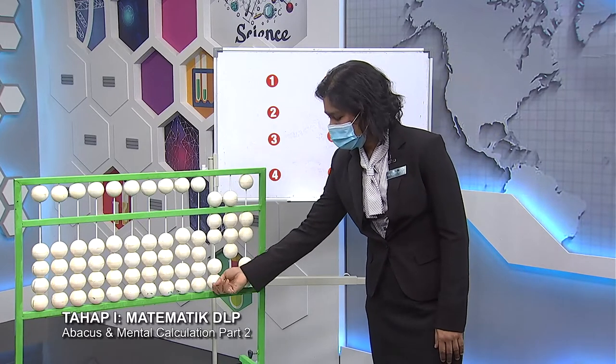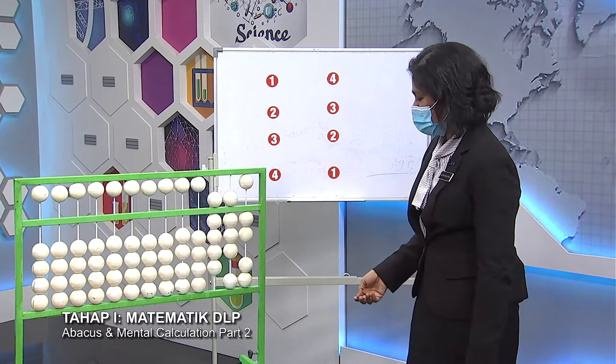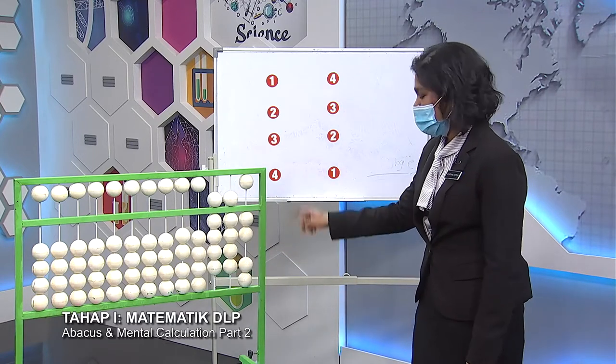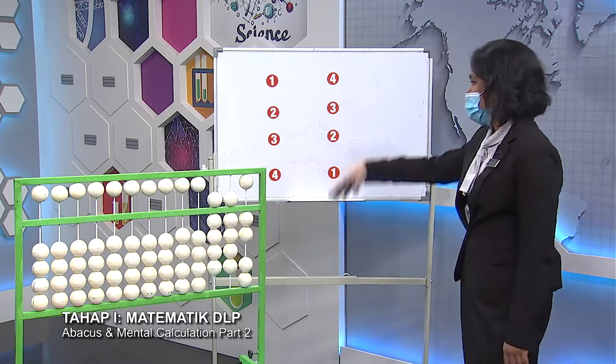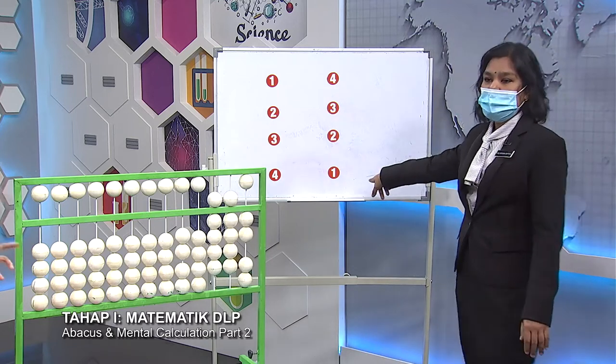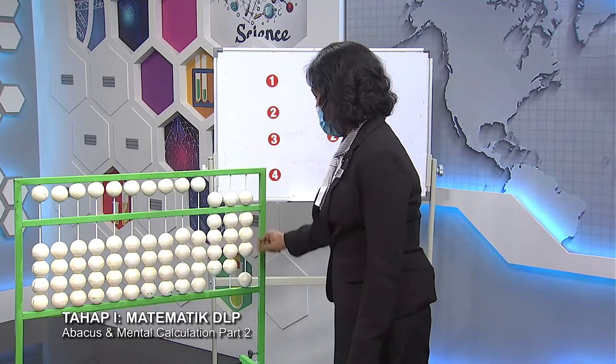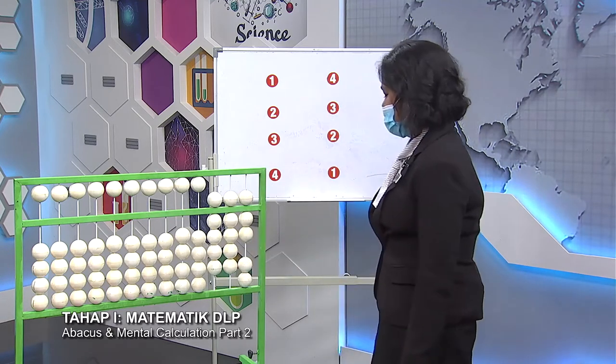We have two beads here. For 214 we plus one, and here is four. So we have two plus four. We don't have enough beads. What is the partner for four? We know that is one. Bring down the one, bring down the five. So what's the answer, kids?